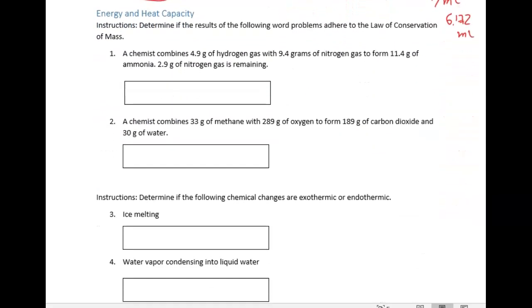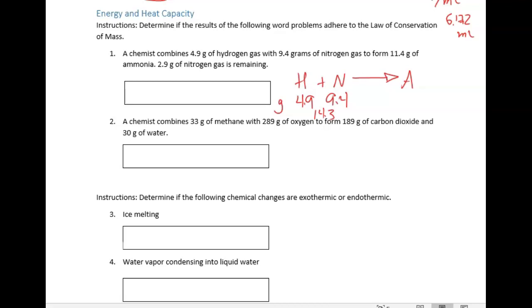Energy and heat capacity. How about this one right here? We're taking some hydrogen. I'm just going to call it H. I'm going to combine it with some nitrogen, and I'm going to turn it into some ammonia, which I'll just call A for now. I took 4.9 grams of the hydrogen. I combined it with 9.4, and I better end up with 14.3 grams.